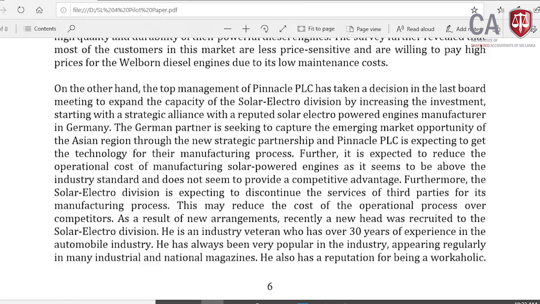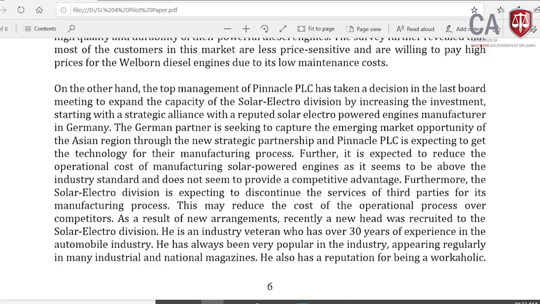As a result of new arrangement, recently a new head was recruited to the solar electro division. He is an industry veteran who has over 30 years of experience in the automobile industry. You get a new head, he is having some good experience in the industry for more than 30 years. He has always been very popular in the industry, appearing regularly in many industrial national magazines.